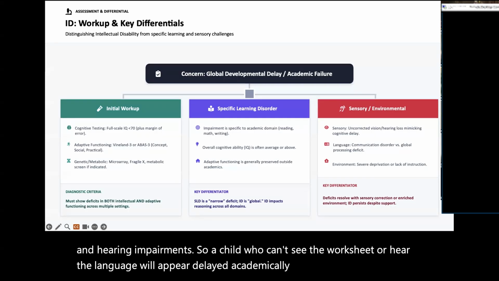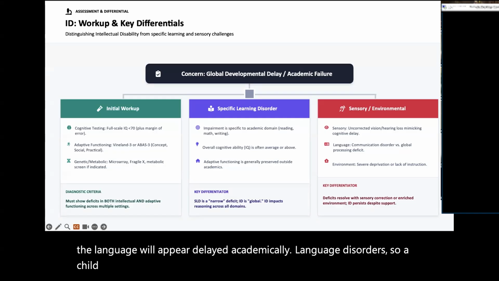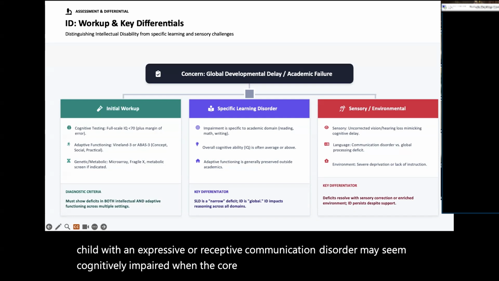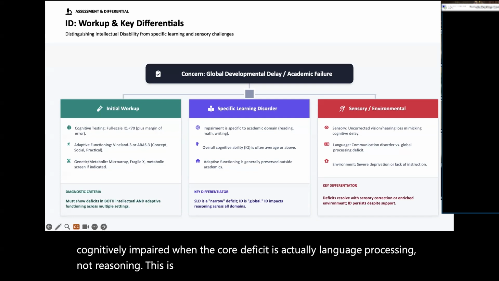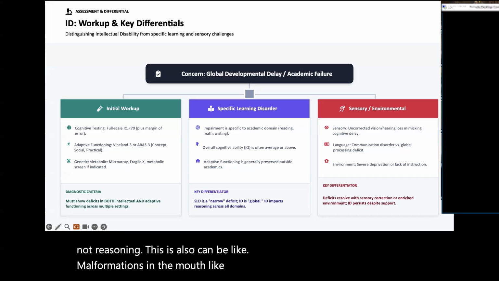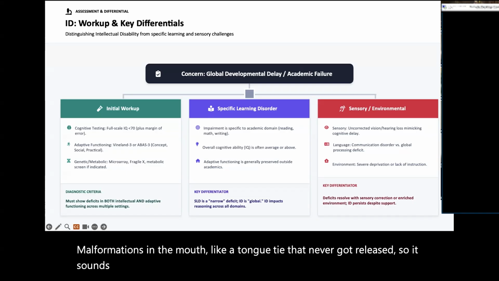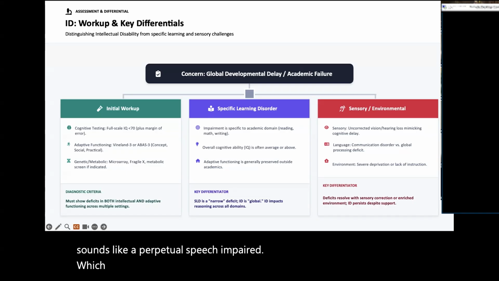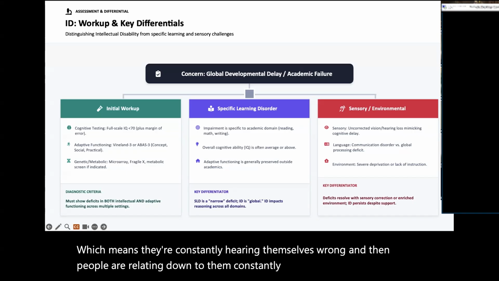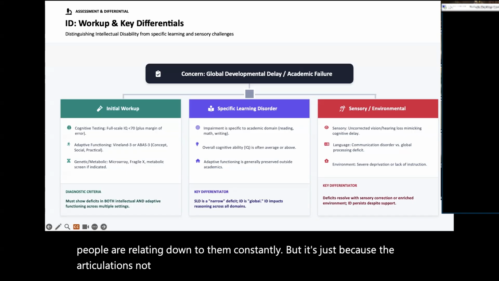Language disorders. So a child with an expressive or a receptive communication disorder may seem cognitively impaired when the core deficit is actually language processing, not reasoning. This can also be malformations in the mouth, like a tongue tie that never got released, so it sounds like a perpetual speech impediment, which means they're constantly hearing themselves wrong, and then people are relating down to them constantly, but it's just because the articulation's not there.